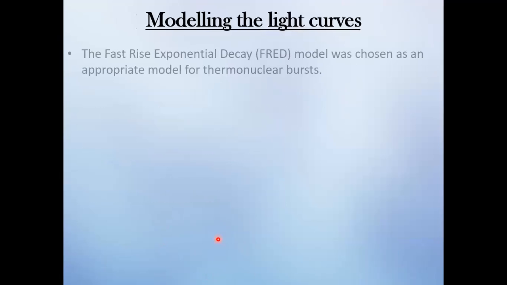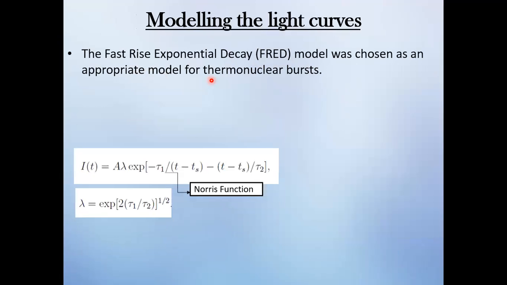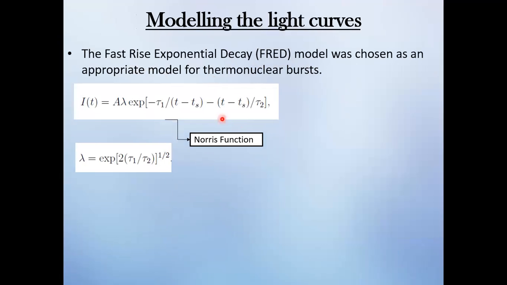Now we'll model these light curves. This fast rise exponential decay is also known as FRED. The FRED model was chosen as an appropriate model for thermonuclear outbursts to model these X-ray flares. There was a person called Norris who classified and studied all these flares, and then he came up with a solution. This is called the Norris function.